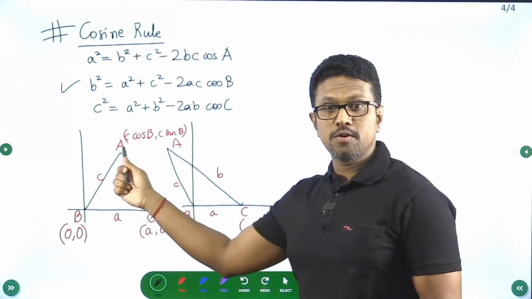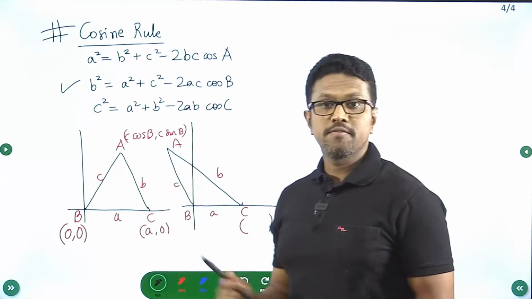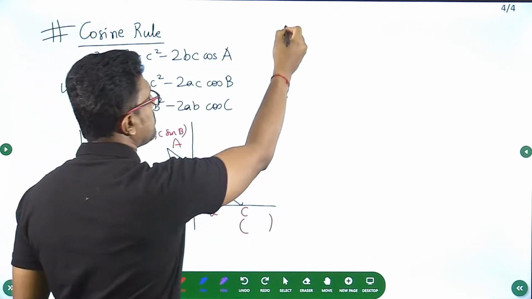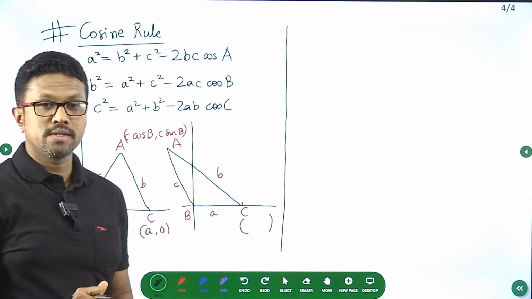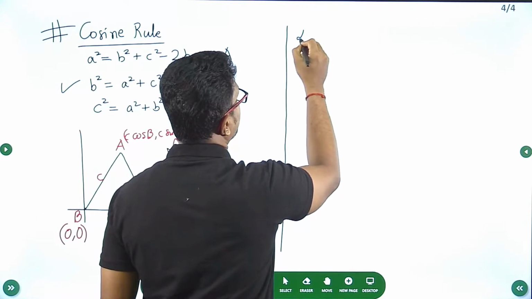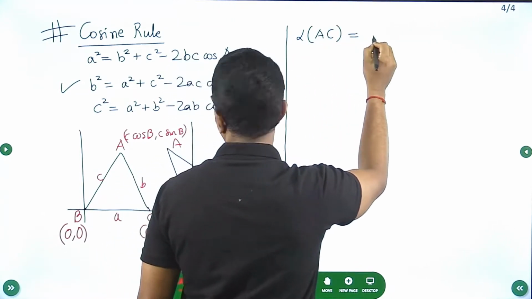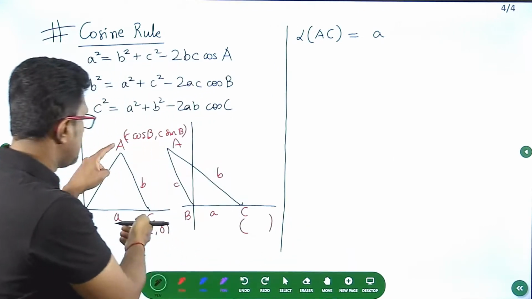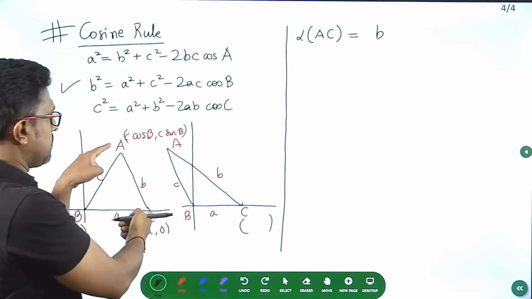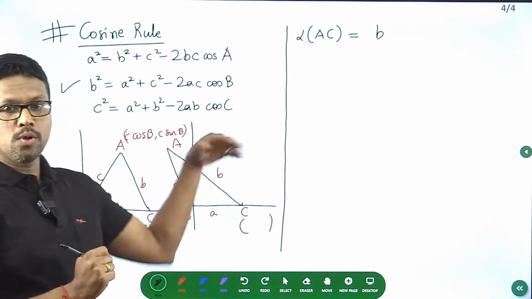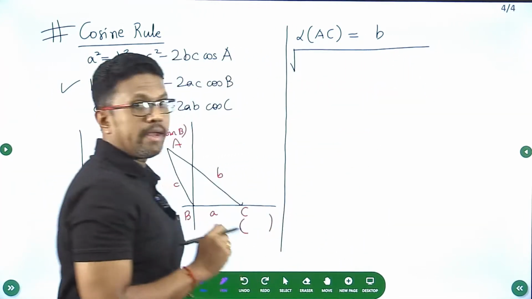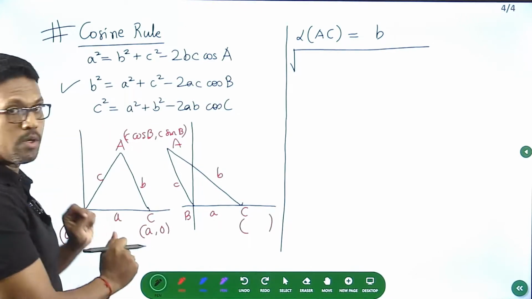So I can find the length of AC. Correct? We can find the length of AC by using what? Pythagoras, the distance formula. So we can find the length of AC by using the distance formula, root of x2 minus x1 the whole square plus y2 minus y1 the whole square. So I can say the length of AC will be equal to b. Here we can see the length of this is b. So the length of AC is b. And we will also use the distance formula, so I get root of x2 minus x1 the whole square.